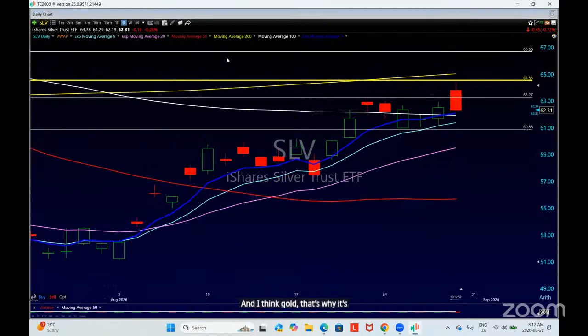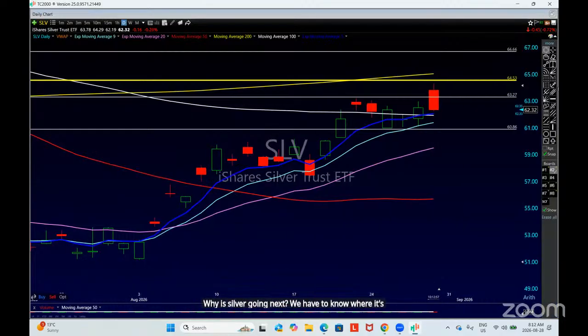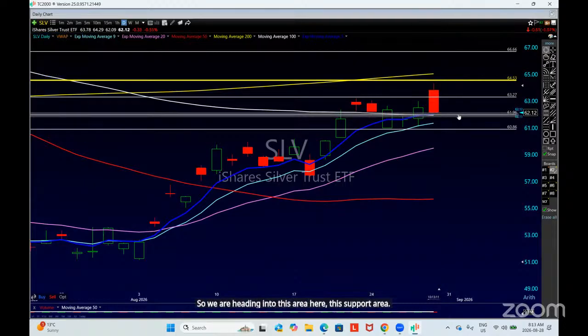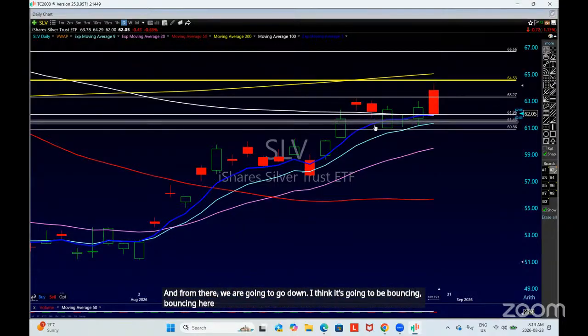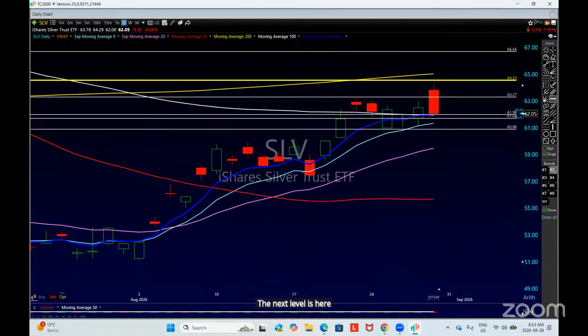So here, where is silver going next? We have to know where it's heading. Let's get a sense of what's happening here. Sorry, guys, I'm going to pause this. So we are heading into this support area, this area where it's like a profit taking area, and from there we are going to go down. I think it's going to be bouncing here for some time. The next level is here. Then we have this other area.